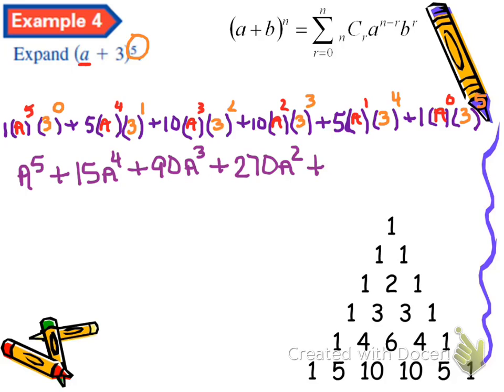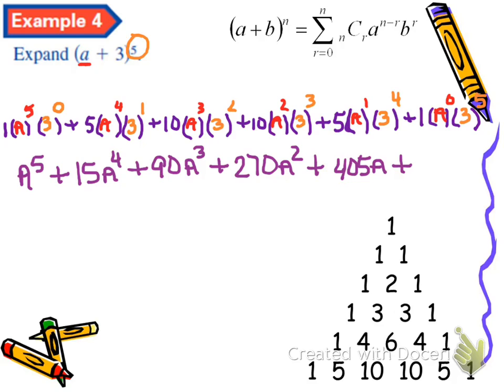5 times 81 would be 405 times the a to the 1st power. All the way to the last term. The last term, you have 1 times a to the 0 power times 3 to the 5th power. Remember, the a to the 0 power equals 1, so we end up with 1 times 3 to the 5th.